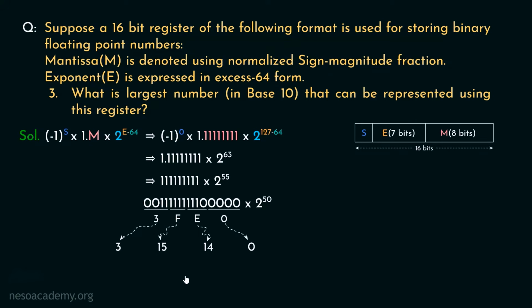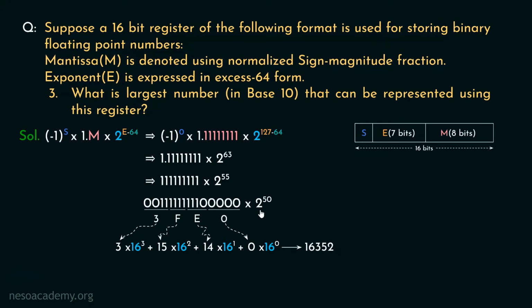Now let's multiply the respective place values. So we are going to multiply 3 with 16 raised to the power 3. Now F, which is 15 in decimal, is going to be multiplied with 16 raised to the power 2. Thereafter E, which is 14 in decimal, is going to be multiplied with 16 raised to the power 1. And finally, the least significant hexadecimal digit, that is 0, is going to be multiplied with 16 raised to the power 0. And the result of this entire operation is going to be 16,352 in decimal.